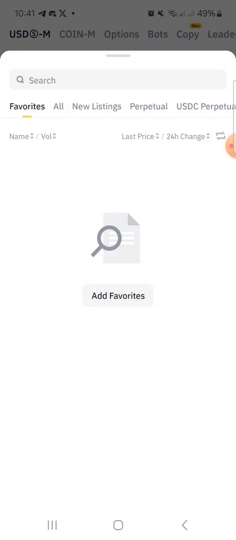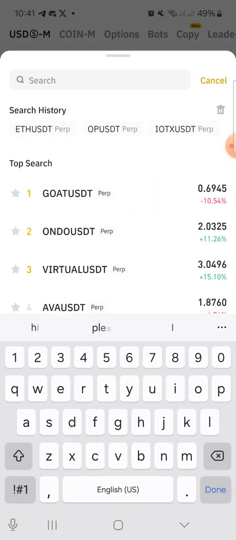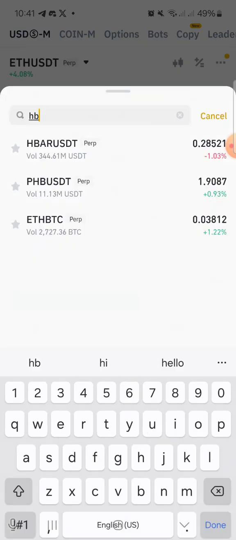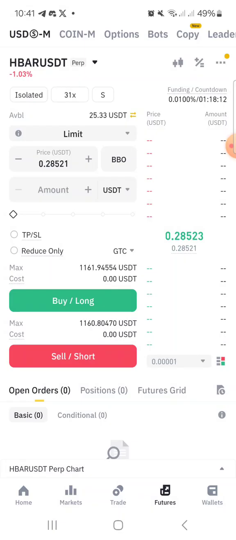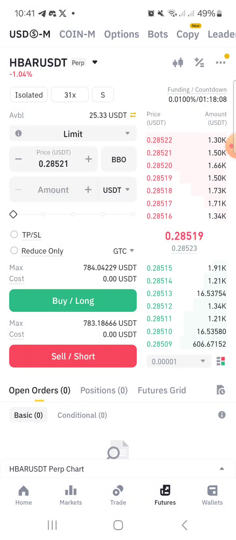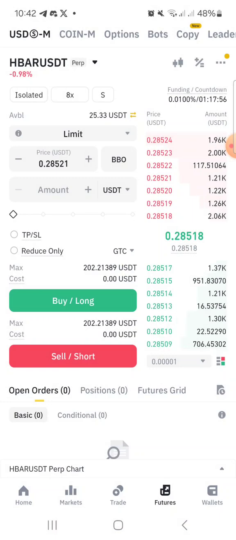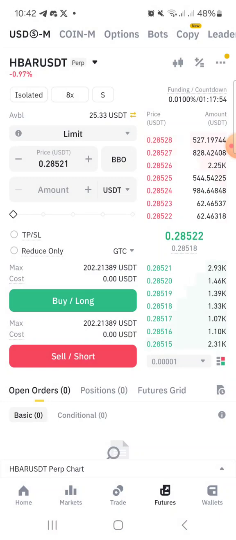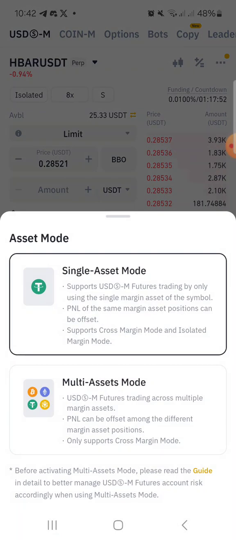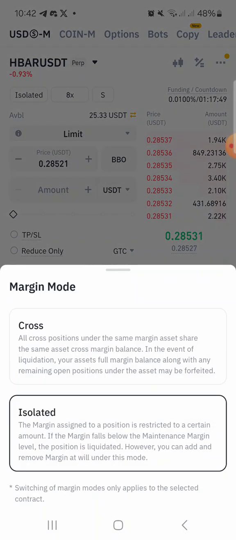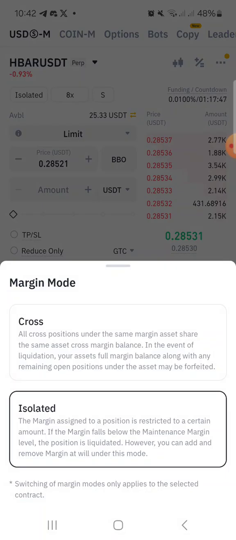So let me select an asset. Let's say the last time we used H bar, right? H bar. So let me still use H bar today, and let's see how H bar can help us. All right. So with H bar, I'm going to select times 8 and then confirm. All right, that is the multiplier effect. Then my trade is on isolated.